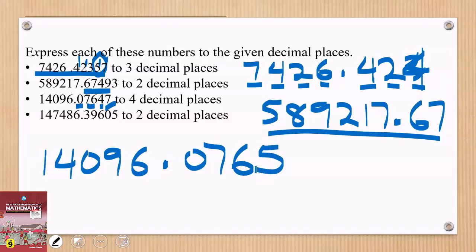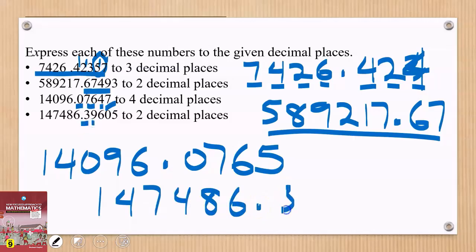Then finally we have 147,486, and we have to round to 2 decimal places, so that will give us 39. Okay, let's be careful over here. 39 is the answer, but because the 6 that follows the 9 is more than 5, we round it up. Rounding it up means the 9 is going to become plus 1 to make it 0, and the remainder 1 will move here to make the 3 become 4. And so our answer becomes 147,486.40, and that is 2 decimal places.